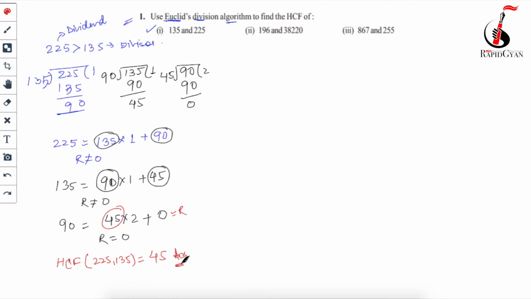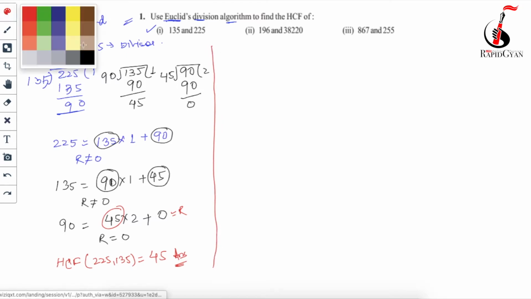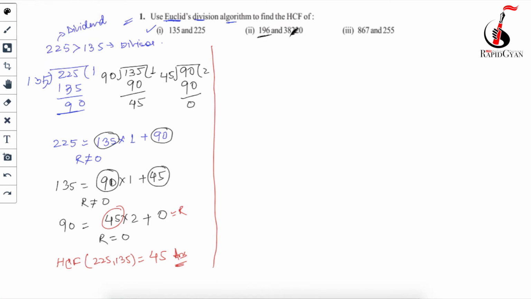Okay, now we'll go ahead with the second question. The second question is saying that you will have to find the HCF of 196 and 38220. So first, which one is the greater number? 38220 is your greater number. So 38220 will become your dividend, and I will divide this by 196.